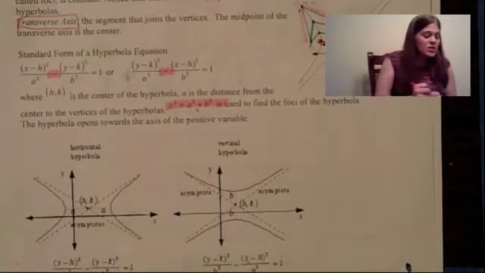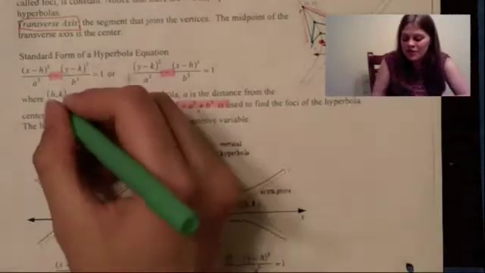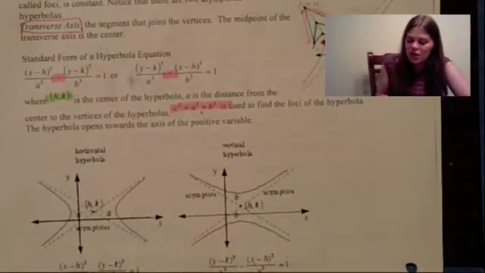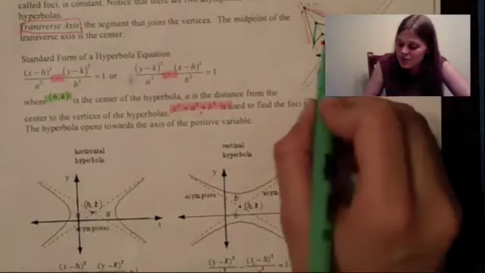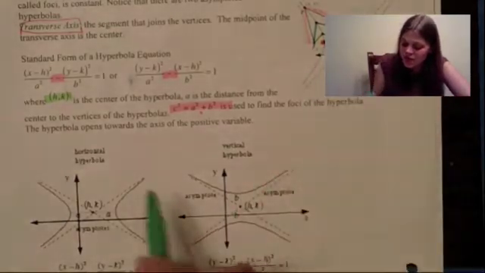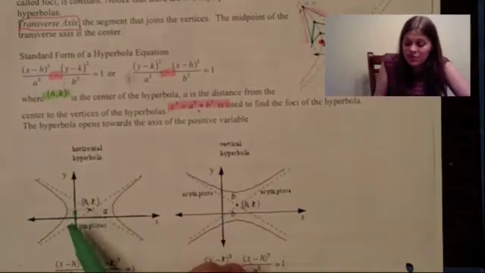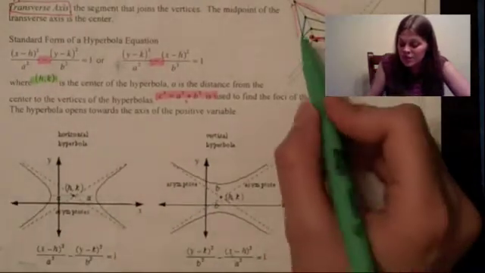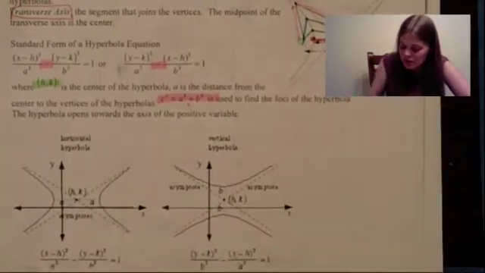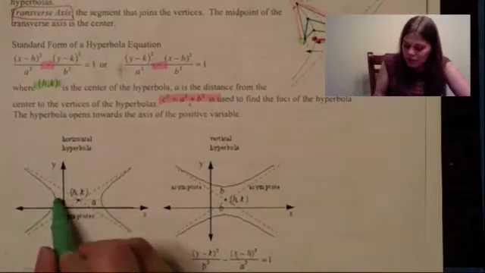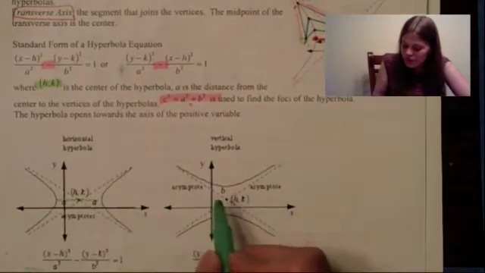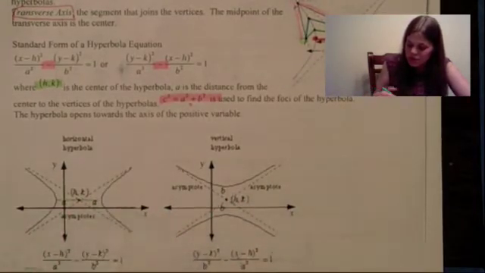Okay, but notice that your center is exactly the same. It's (h, k). a is the distance from the center to the vertices, so it's that same distance. Here's your a value right here. Your c value is from the center to the foci, so that's your same thing where this is your foci right here. Or you can look at these pictures down here. This is your a. And this is your b.